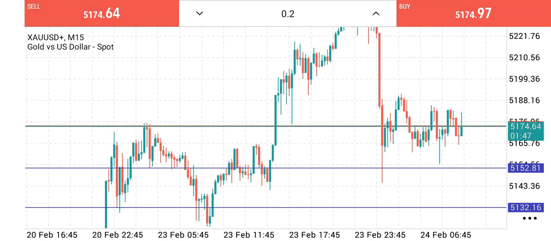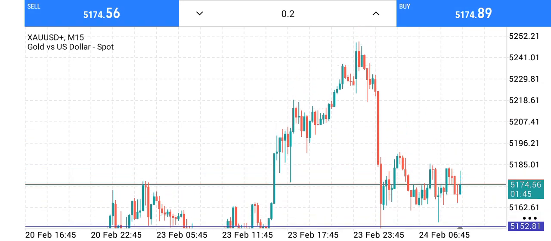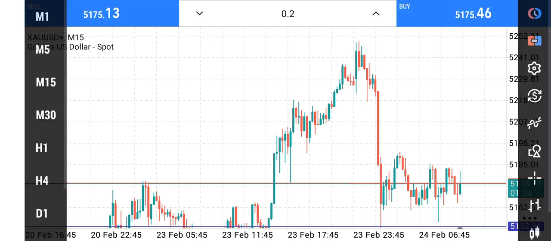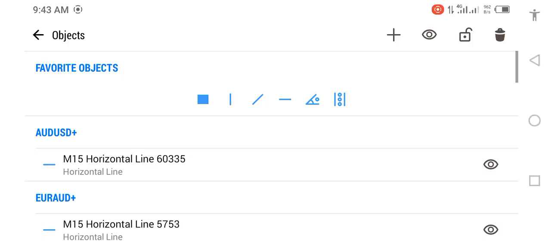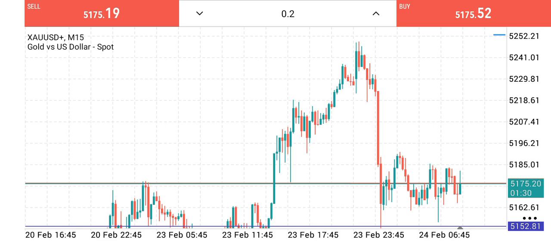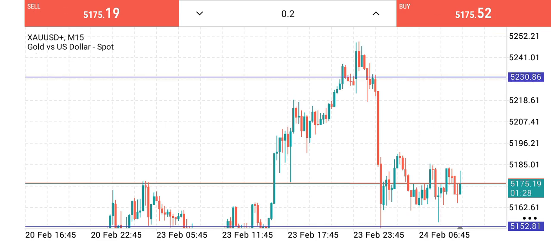So let me show you where our supply zone is. Here is our supply zone. This candle before the higher bearish one here. Let me mark the candle so that you get your supply zone. Here is your supply zone.